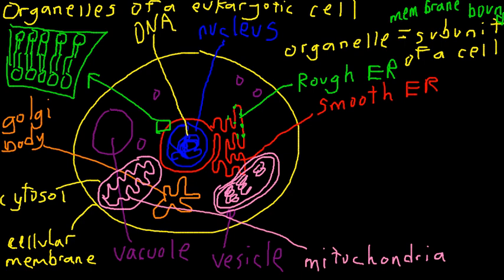Now, there are other minor organelles within the cell, but the main point here is that organelles are viewed as membrane-bound structures within a cell. So by this definition, things like ribosomes are not organelles, but the nucleus, the mitochondria, the vacuoles, and other things are.